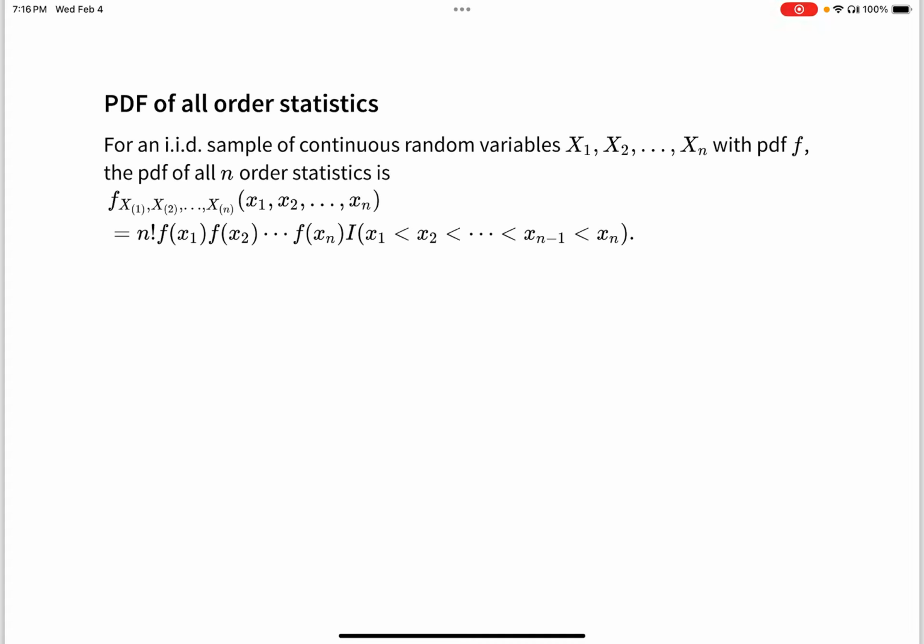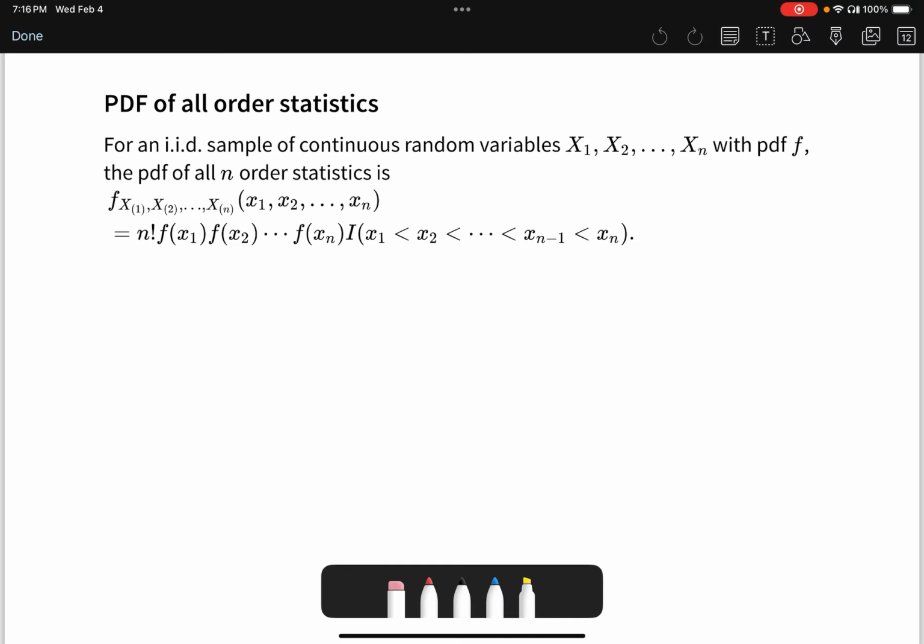In this video, we're going to derive the probability density function of a complete set of order statistics. So let's say we have an IID sample of continuous random variables. You may recall that the continuous part is actually pretty important because we want to make sure that there are no ties in the random variables that we observe.